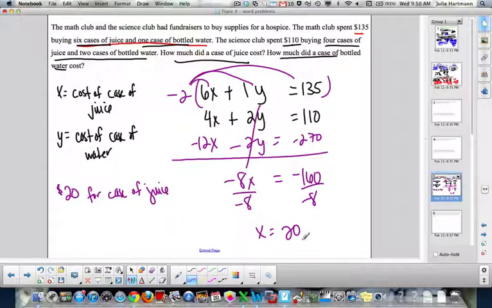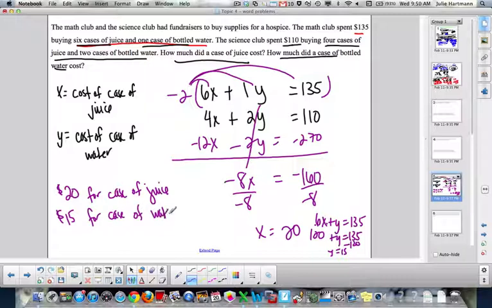Okay, and then I plug that in. If I have 6x plus y equals 135, 6 times 20 is 120. So when you minus the 120, you get y equals 15. So $15 for a case of water.